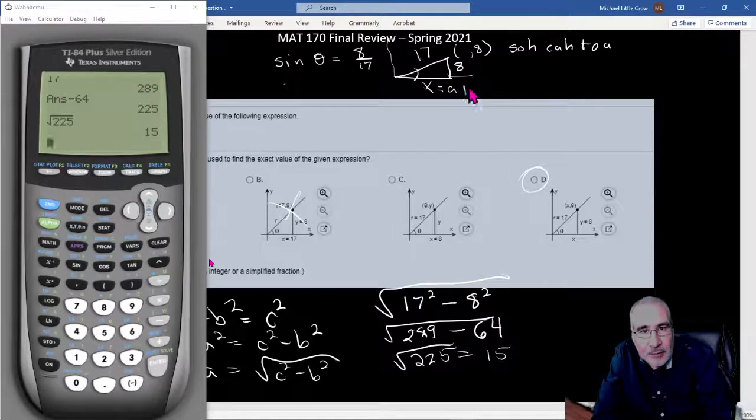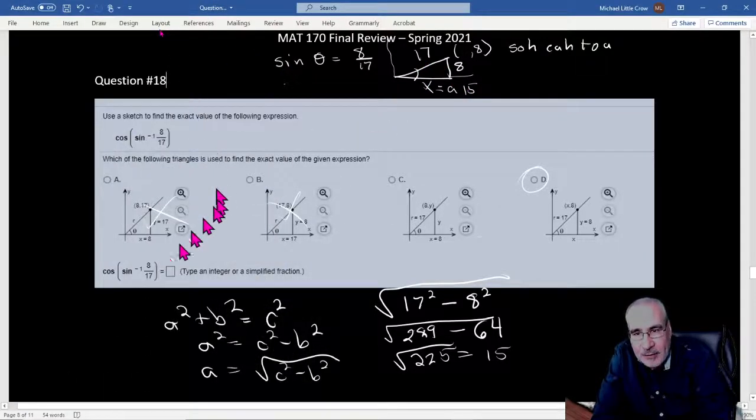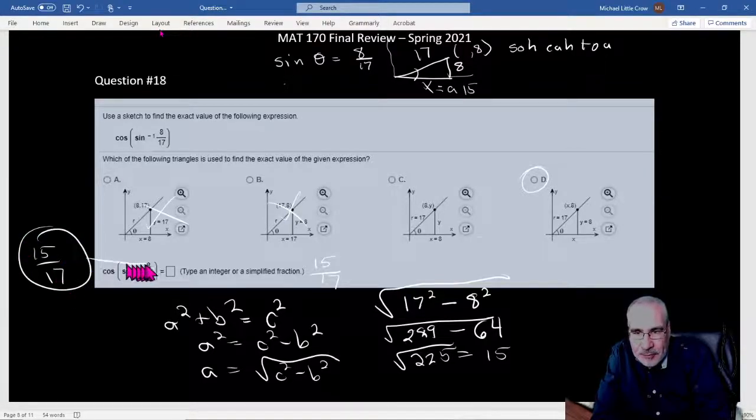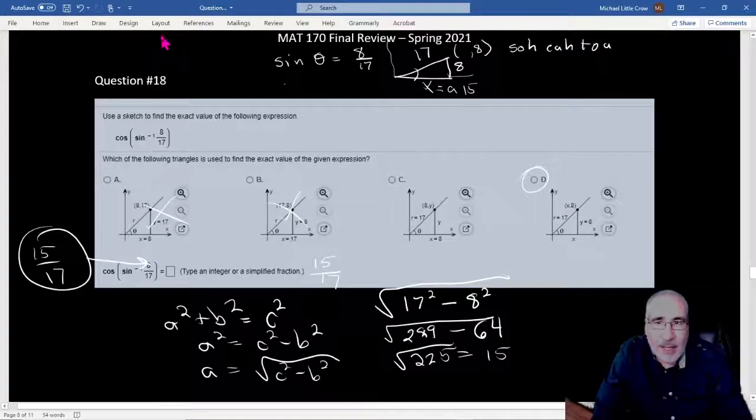So this is 15 here, and again we get adjacent over hypotenuse. So our final answer for the second part is, because remember the answer to this would be an angle. We don't need to know what the angle is. That might be helpful, but we know that the cosine of this angle is going to be adjacent over hypotenuse. Adjacent is 15 over 17. So that goes right there. D is our correct answer. And that's how we do 18.